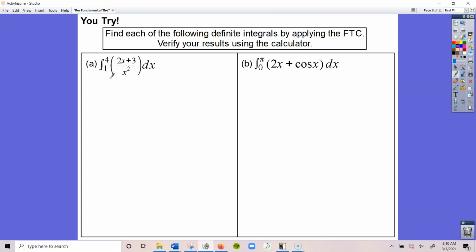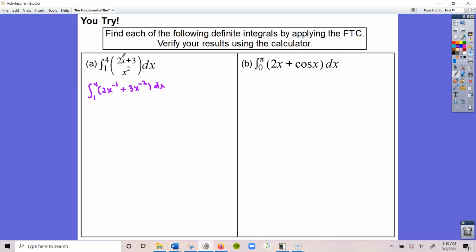We have here the integral from 1 to 4 of 2x plus 3 over x squared. First we're going to do all of these by hand. We need to rewrite this so that it's easier to integrate. Since 2x plus 3 is getting divided by x squared, you can divide the 2x by x squared and divide the 3 by x squared, so that we can split it up. So this is the integral from 1 to 4 of 2x to the -1, plus 3x to the -2.